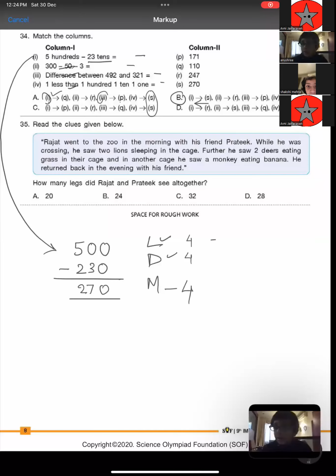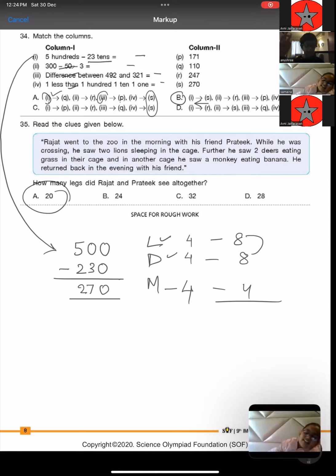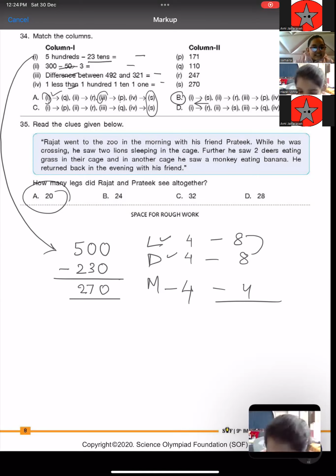Now give me the answer. 2 lions, 8. How many deers? 2, 8. 1 monkey, 4. 8 plus 8, 16 plus 4. Answer is 20 for me. My also coming 20. Yeah, mine too. The answer is 20.